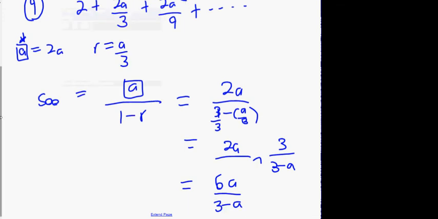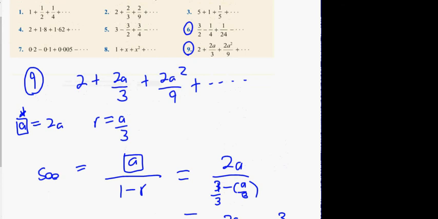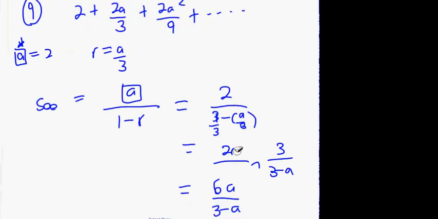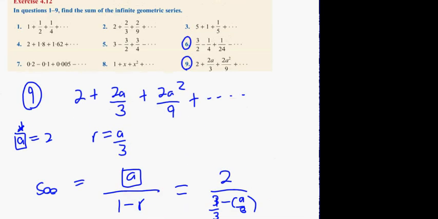I'm sorry, just a quick adjustment on that. Actually, the A value is actually 2. So it's not 2A, it's actually just 2. So there's no A there. So it's actually 6 over 3 minus A. Excuse me, quick mistake there. Now, moving on.